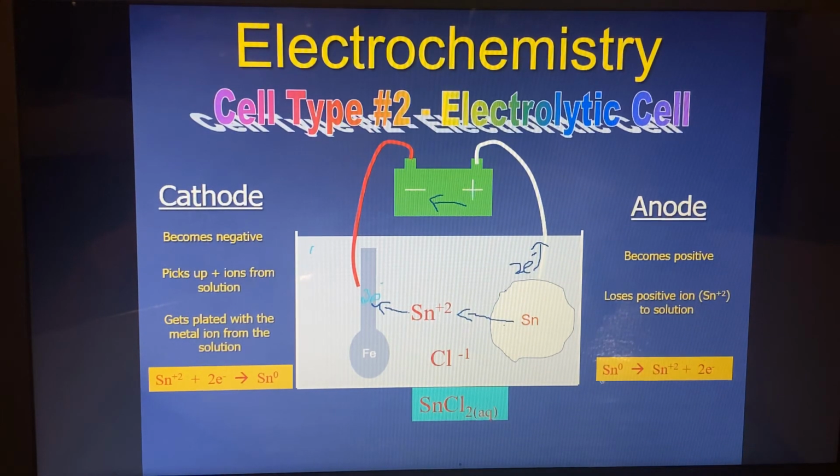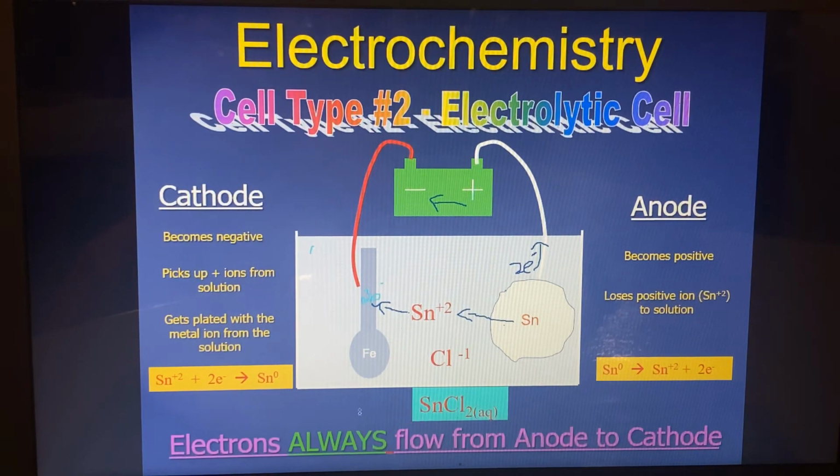So our reaction here is we take our tin atom. It's going to lose 2 electrons because it's going to turn into a +2, and then it's going to form a tin +2 ion that's going to be kicked off into solution. So over the course of time, what's happening to the cathode? The cathode's getting bigger. Remember, red cat gets fat. And over the course of time, the anode's getting smaller, the anorexic ox.